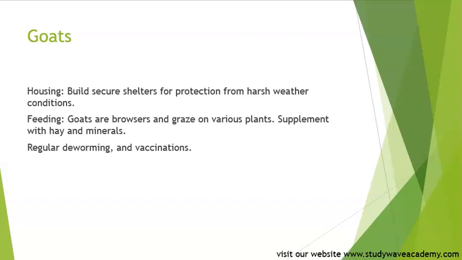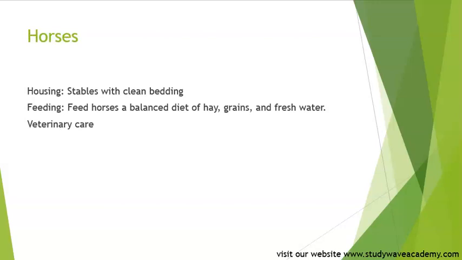Okay, so the next animal we are going to be looking at is horses. How do you care for horses? Housing, stables with clean bedding. Provide clean and well ventilated stable. Use clean, comfortable bedding such as straws. Ensure safe, steady fencing to enclose the land and prevent horses from wandering.